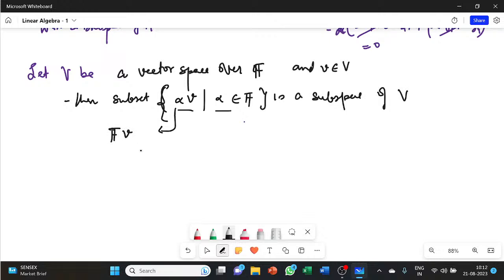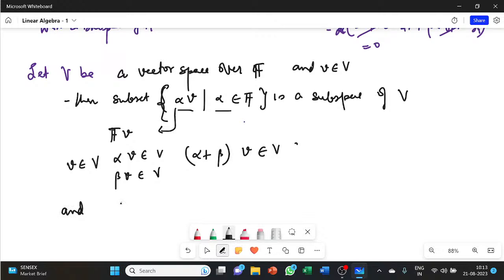So don't get confused. It's quite easy to see that if v is any element in V, then alpha times v will be an element in V, beta times v will be an element in V. So alpha plus beta times v must belong to V, that is, alpha v plus beta v would also belong to V. So this is your w1, this is your w2, and this also belongs to V. So always remember that this particular subset, that is alpha v, always forms a subspace of V.